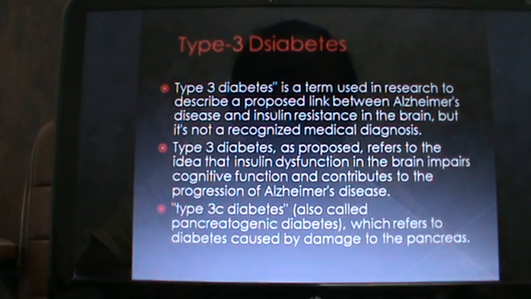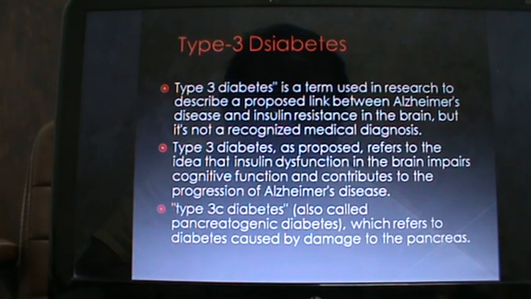Type 3 diabetes. Type 3 diabetes is a term used in research to describe a proposed link between Alzheimer's disease and insulin resistance in the brain, but it is not a recognized medical diagnosis. Type 3 diabetes, as proposed, refers to the idea that insulin dysfunction in the brain impairs cognitive function and contributes to the progression of Alzheimer's disease. So, in type 3 diabetes, there is a combination of insulin dysfunction which is related to Alzheimer's disease.